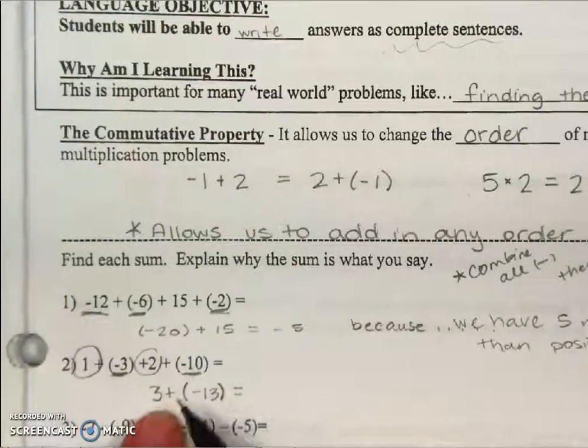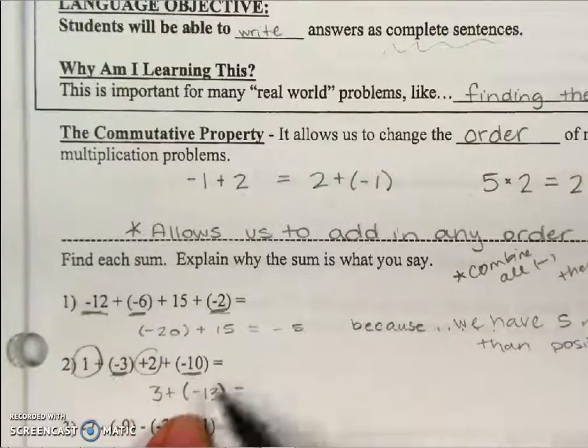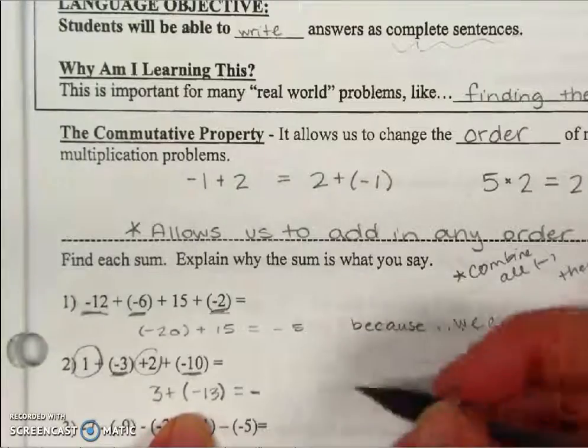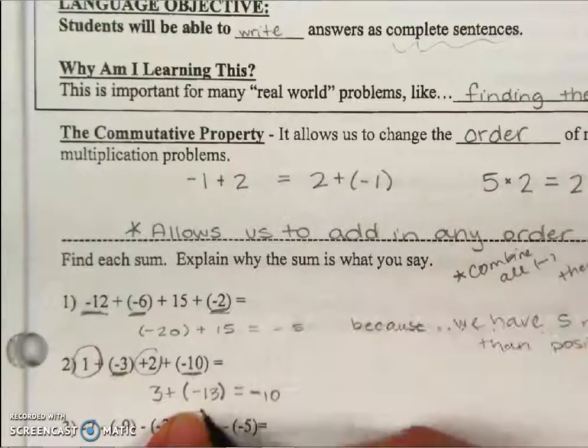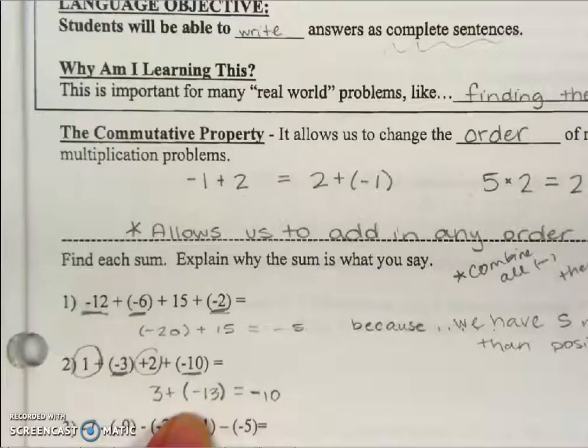Okay, so now we have 3 plus -13. We have 3 positives, 13 negatives. We definitely have more negatives. And how many more do we have? We have 10 more negatives than positives. So that would be -10. Remember, when they're different signs, we do subtract the numbers because some of them will cancel out.